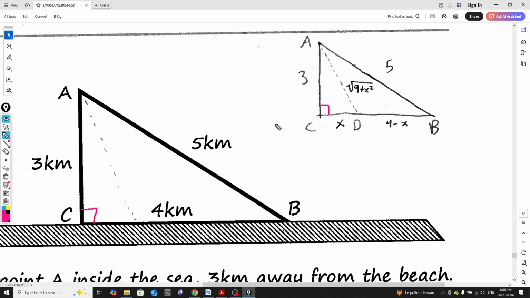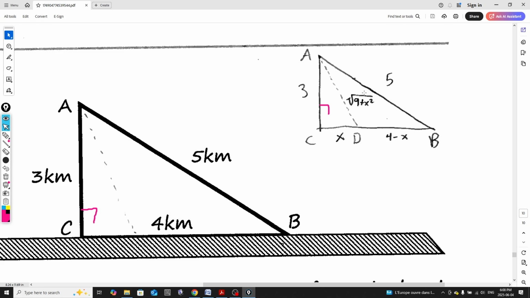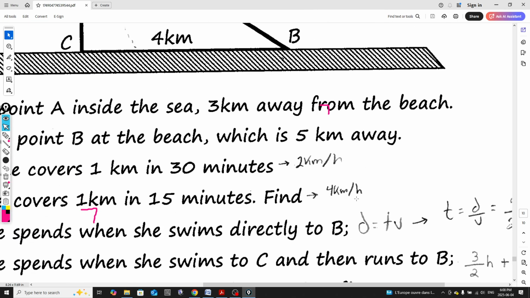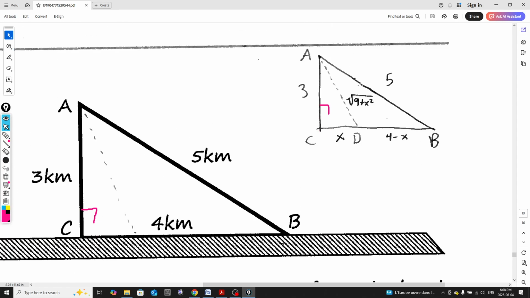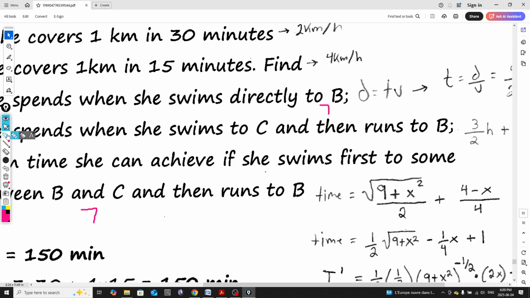Well, we know that time is distance over speed. In water her speed was 2 kilometers per hour, so this distance divided by 2 gives me the time it takes her to go from A to D. And the time it takes her to go from D to B is 4 minus x, divided by 4, which is the speed that she runs at on land. So the time is the square root of 9 plus x squared, divided by 2, plus 4 minus x divided by 4. That's an expression for the time, and I want to minimize that. So there you go.